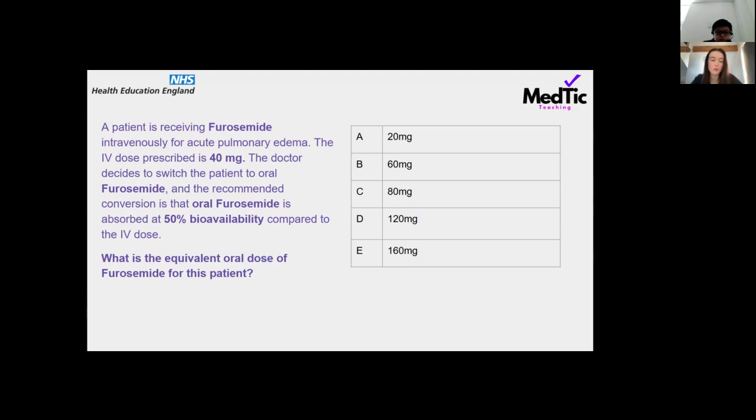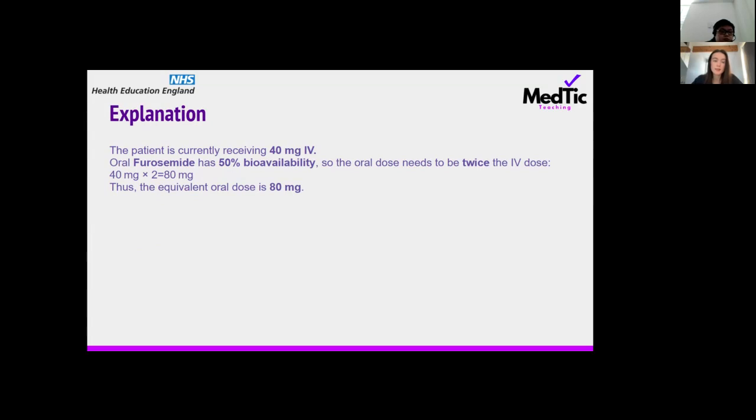Nice. So if we go through the answers now. The correct dose was C, 80 milligrams. And then we'll go through the explanation. The patient's currently receiving 40 milligrams IV. So if we're switching it to oral, it has 50% of the effect of an IV dose, which is what's meant by the 50% bioavailability. So for it to have the same effect, it means that we have to times the IV dose by 2 to get the same effect orally. So in this case, it'd be 40 times 2, which is 80.